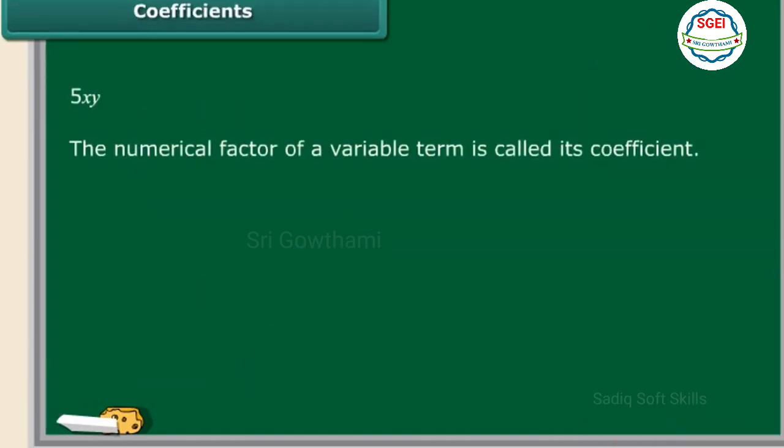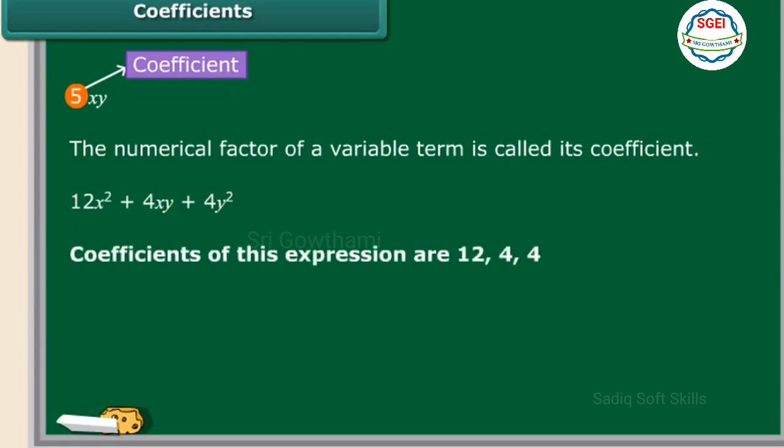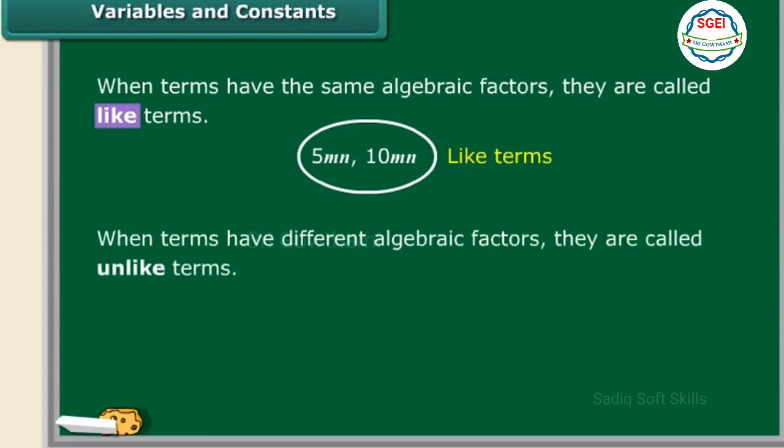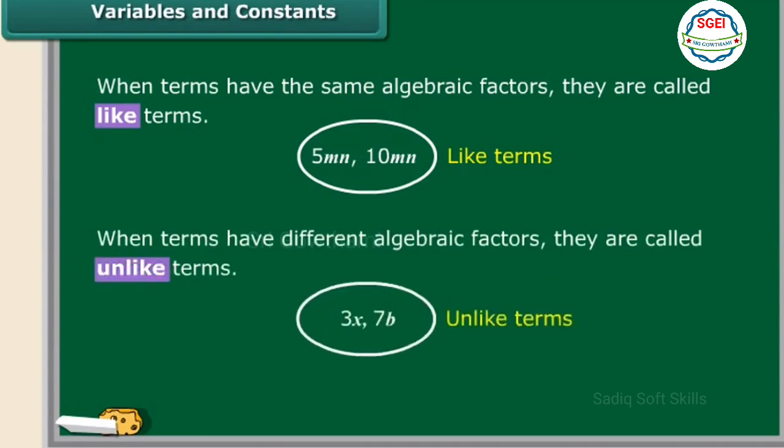The numerical factor of a variable term is called its coefficient. See, in the term 5xy, 5 is the coefficient of the whole term. Let us take this expression 12x squared plus 4xy plus 4y squared. It has 3 terms and 12, 4, 4 are the coefficients of the terms. When terms have the same algebraic factors, they are called like terms, and when terms have different algebraic factors, they are called unlike terms.